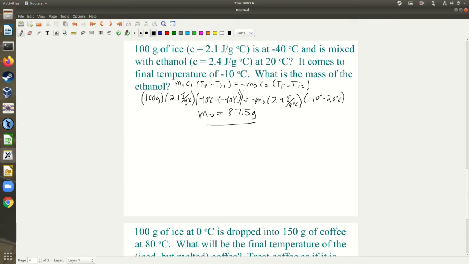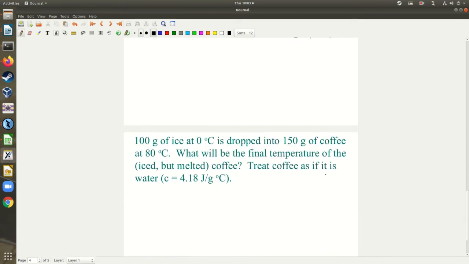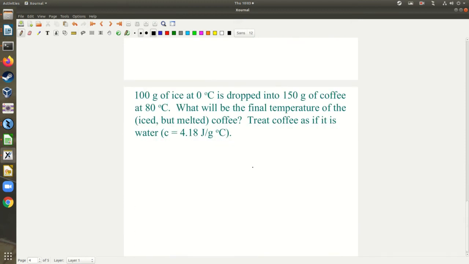I believe you do have one problem like this where you're going to have to solve for either a mass or a specific heat, and you basically just use the fact that it's the conservation of energy, which is that the energy gained by one is equal to the opposite of the energy gained by the second one. So, all right, let's do one final one. You will have one like this. You had two already in the labs, or you're going to have two.